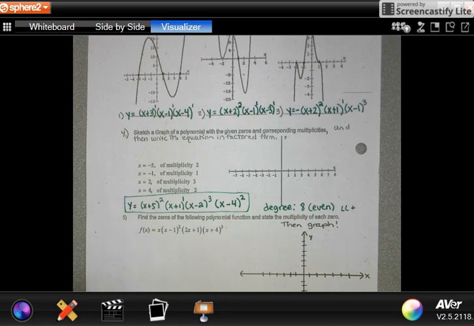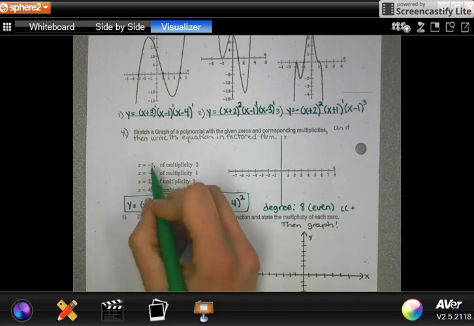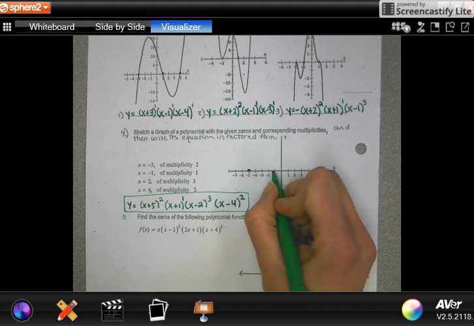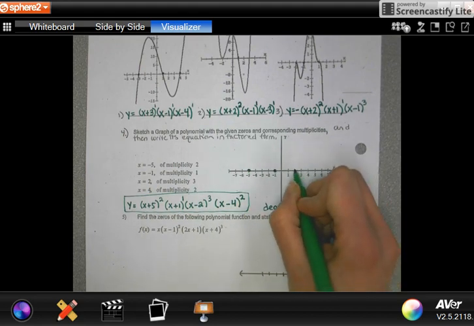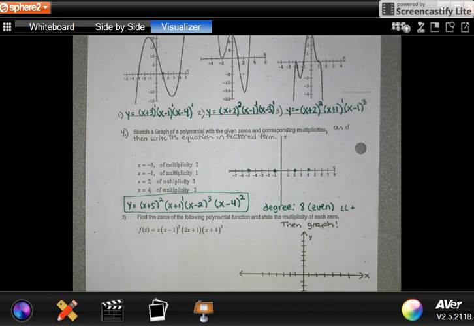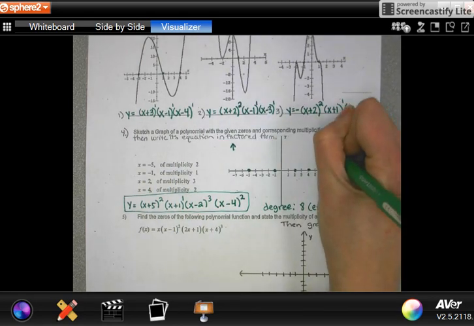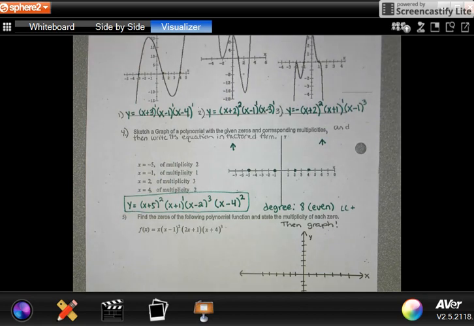So here's how you're going to graph it. You are going to put a point at each x-intercept. So I have an x-intercept of negative 5, negative 1, 2, and 4. Because this is a degree 8, because it's even and the leading coefficient's positive, my graph has to start opening up and it has to end opening up. Even degree functions opening up, all right?